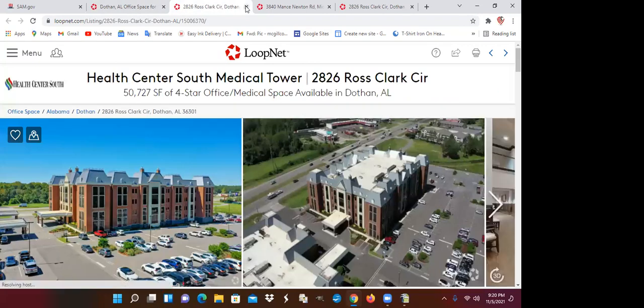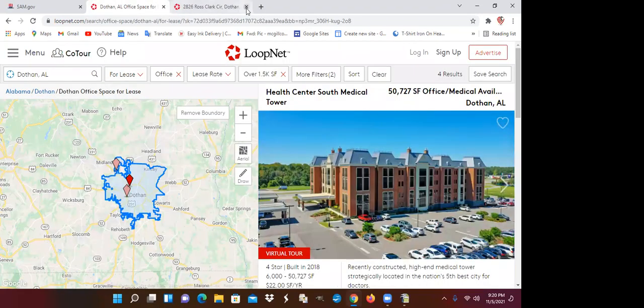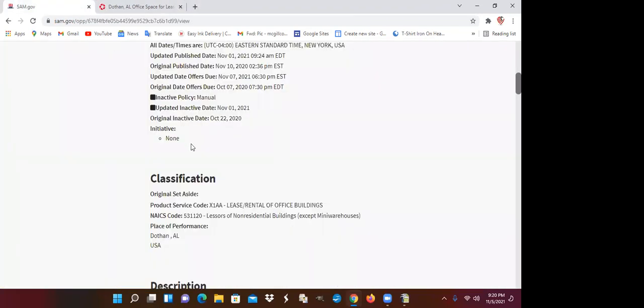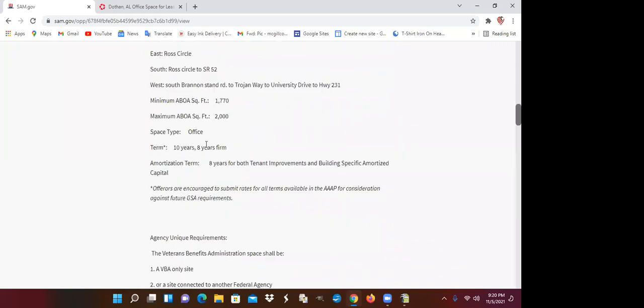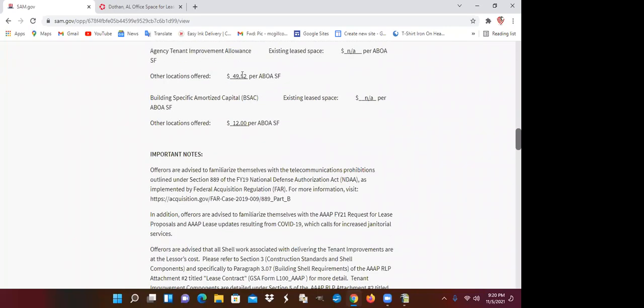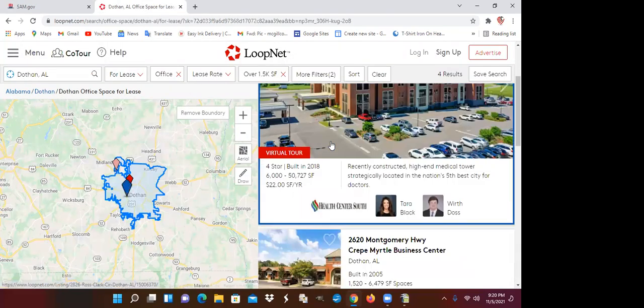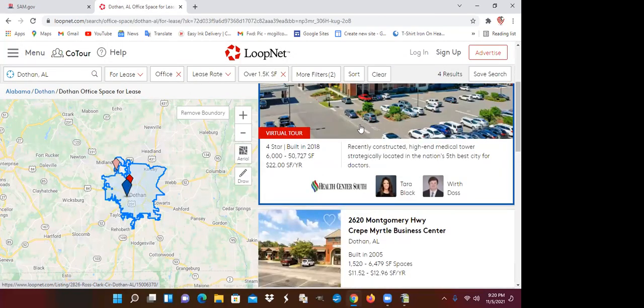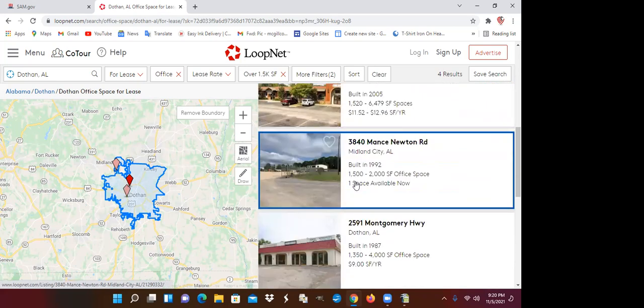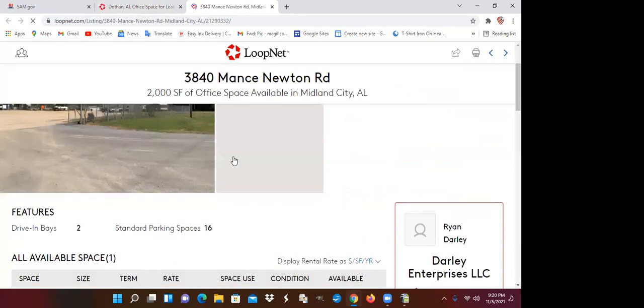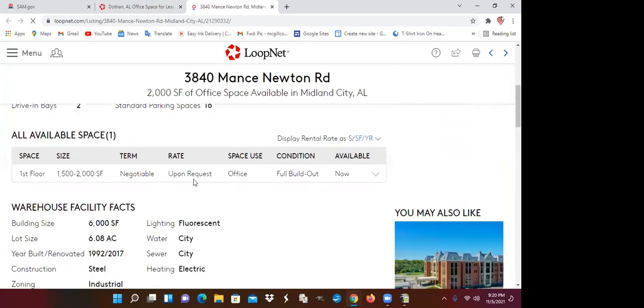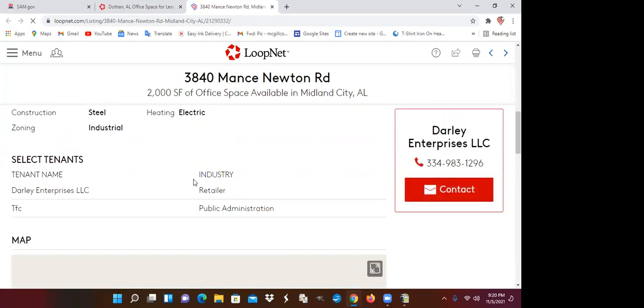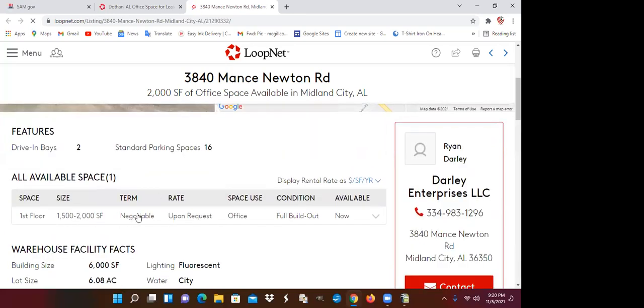But yeah, so I mean, that's a good deal right there. 49.52, and Dothan average lease is, this is in a nice building right here. So, you know, I'm pretty sure these people's square foot is probably way cheaper than that. Yeah. But then you got to call them.